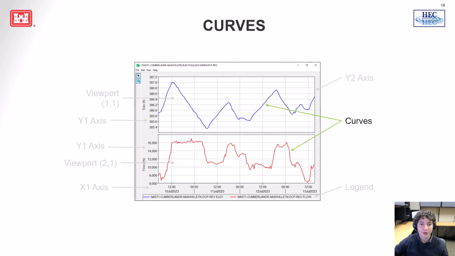Another component is the curves themselves. The curves are the graphed data that is stored within our DSS files, which are implemented onto a viewport. Every viewport must have at least one curve. And last here we have the legend. The legend is a key for you to then describe to the viewer which curves are representing which time series data.